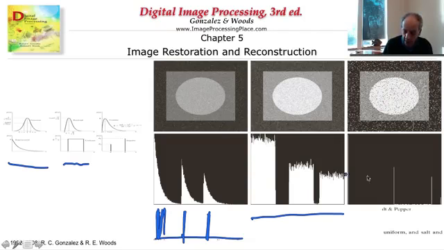So we can see from the histograms what actually happens sometimes. And therefore, we can use the histograms to estimate the type of noise and to estimate the parameters of the noise, as we're going to see in the next video.